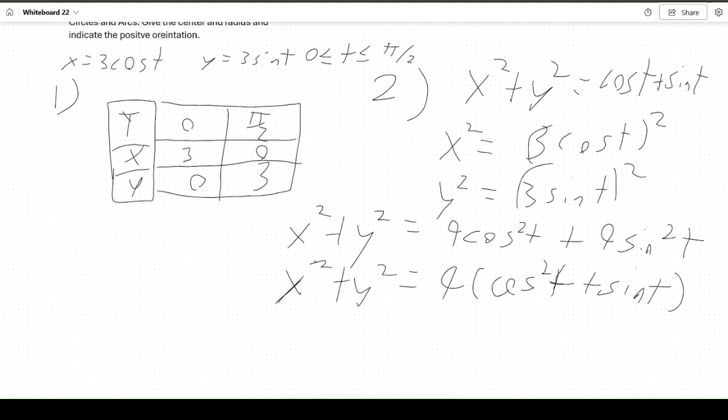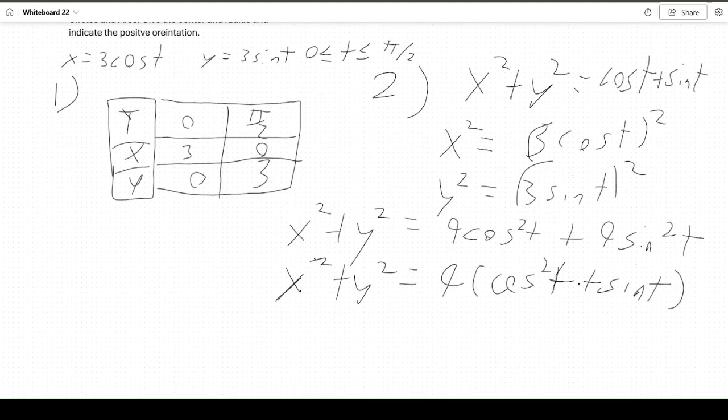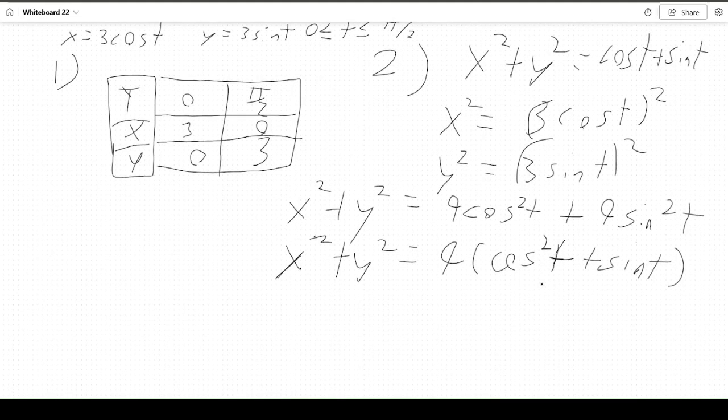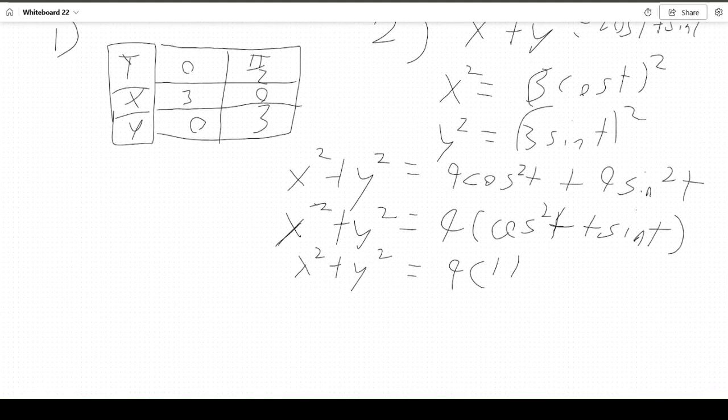Remember from our trigonometric identities, cosine squared x plus sine squared x is equal to 1. And we have t here, where t is replaced for the x, but it's the same thing. So this could be just equal to 1. And that's how you do it. And this is the circle equation.